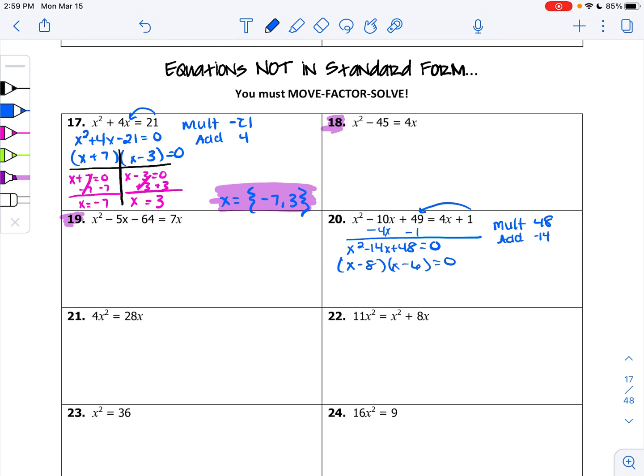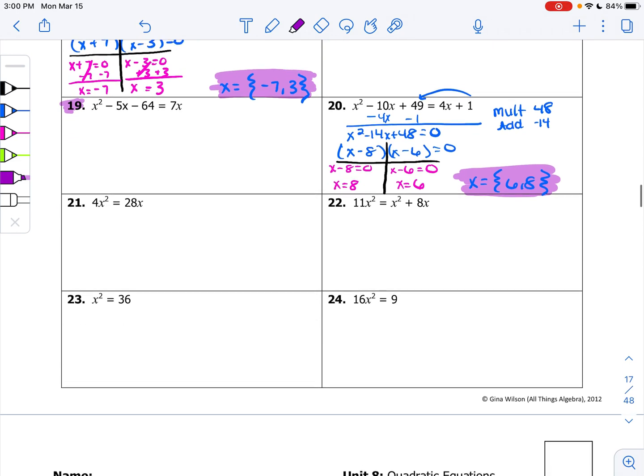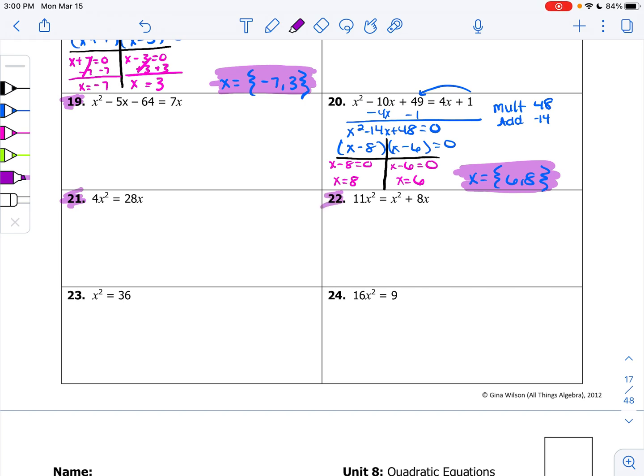6 is negative 14. Once it's factored completely, we'll set up our table, and we'll set each side equal to 0. So x minus 8 equals 0, and x minus 6 equals 0. When I solve x minus 8, I get x equals 8, and on the right side I get x equals 6. So my solutions are x equals 6 and 8. And when you're writing your solution set, if you have two solutions, you want to write those solutions in order from least to greatest. Go ahead and highlight 21 through 24.